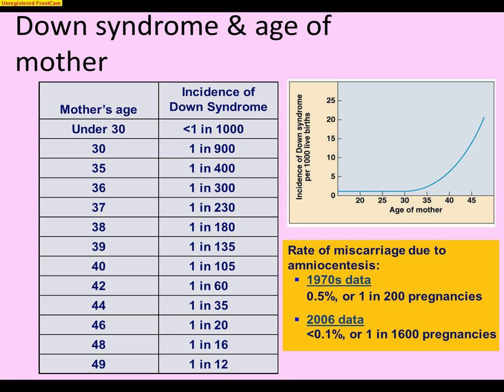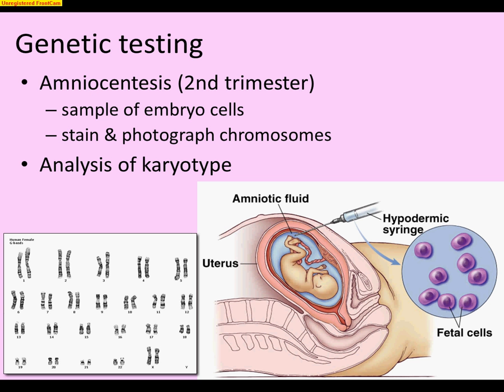One of the ways of testing for some of these syndromes that I'm telling you about is something called an amniocentesis. It was very risky, and today still is probably considered very risky, only used in high-risk cases. And you can see the statistics in the 70s, about 1 in 200 pregnancies where women who went through an amniocentesis would miscarry due to that, where 2006 data is about 1 in 1,600. So we have improved the procedure, and this is what the procedure looks like.